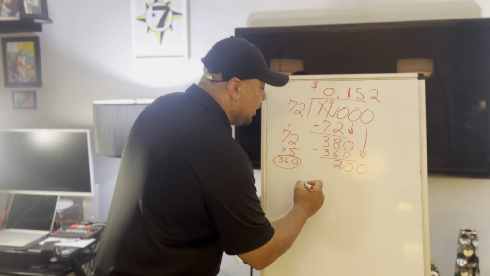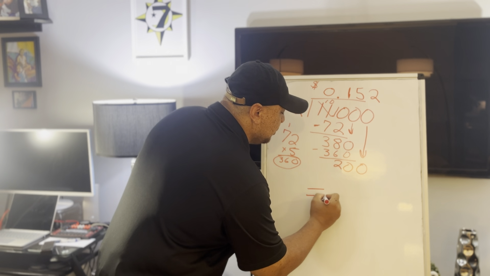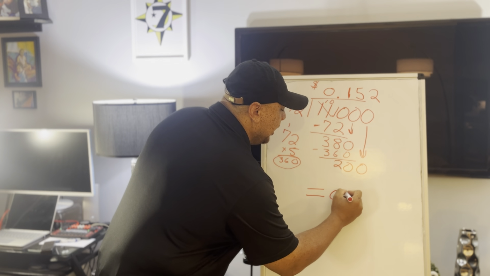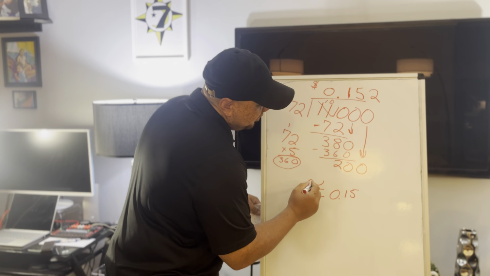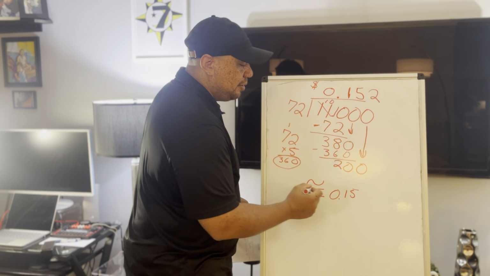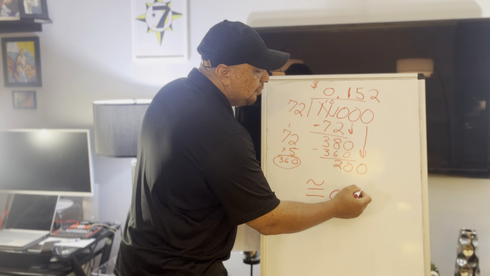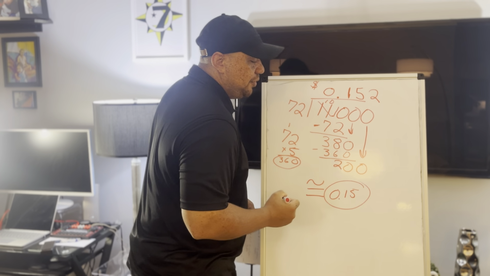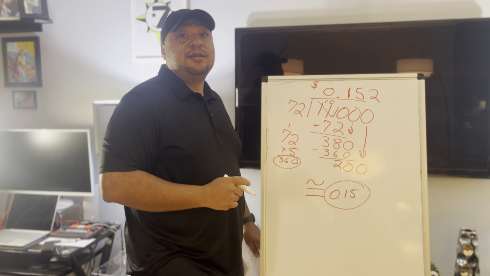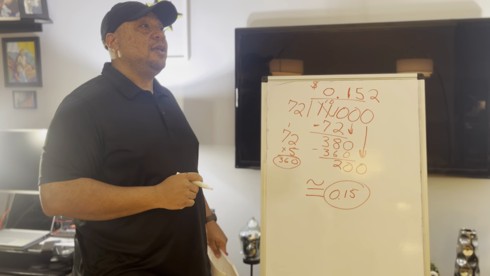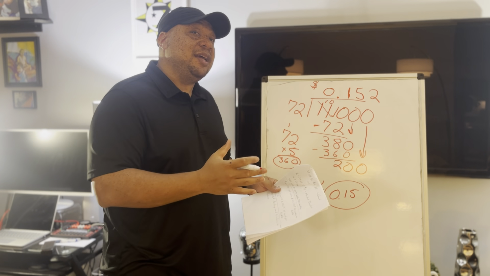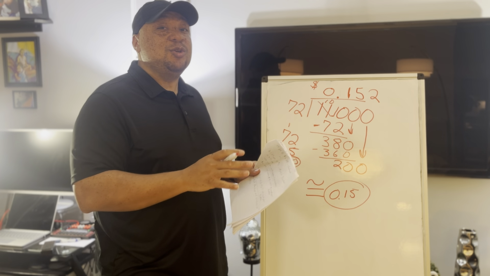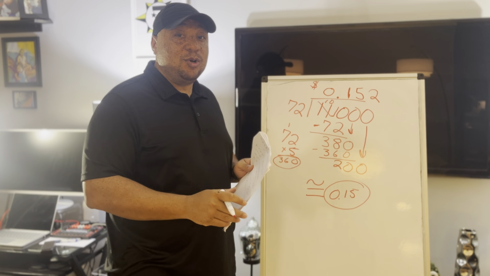So whenever you see an equal sign with a squiggly mark on top, that usually means that was rounded to 15. So one bottle was 15 cents. So hopefully that helps. You can use this to compare prices and see if you're getting a better price. That way you know exactly what you're paying for one bottle of water.